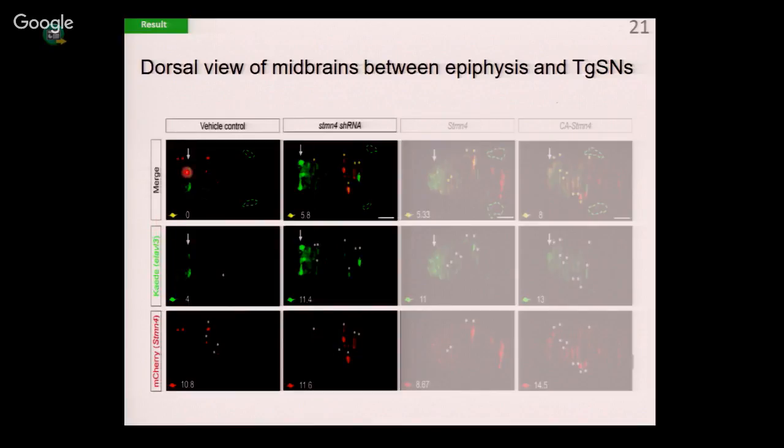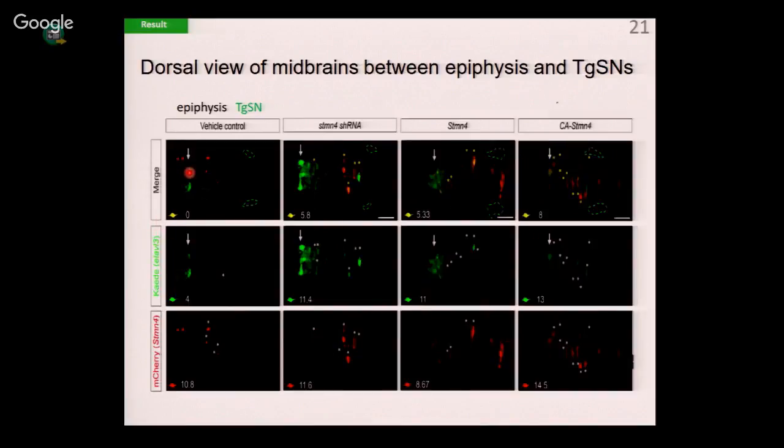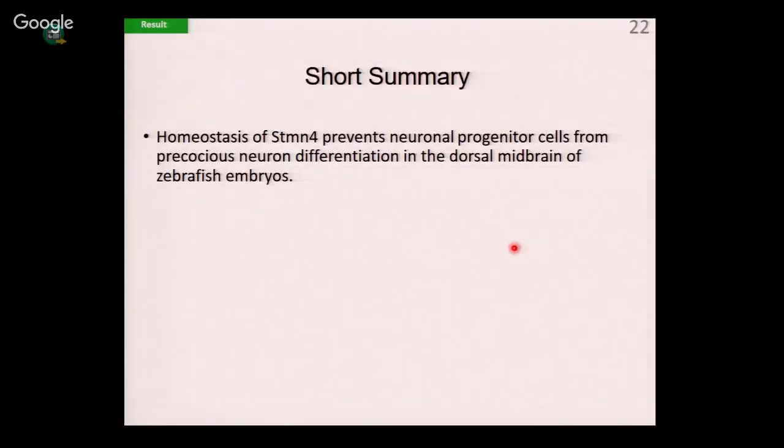They also tested the effect of overexpressed wild-type STEM4 or constitutively active STEM4. Observed in 3 trials, the overexpression can induce a precocious LVO3 expression. From this data, we can get a short summary. We know that either loss or gain of STEM4 can induce precocious neural differentiation. So STEM4 has an essential role in the maintenance of neural progenitor cells.